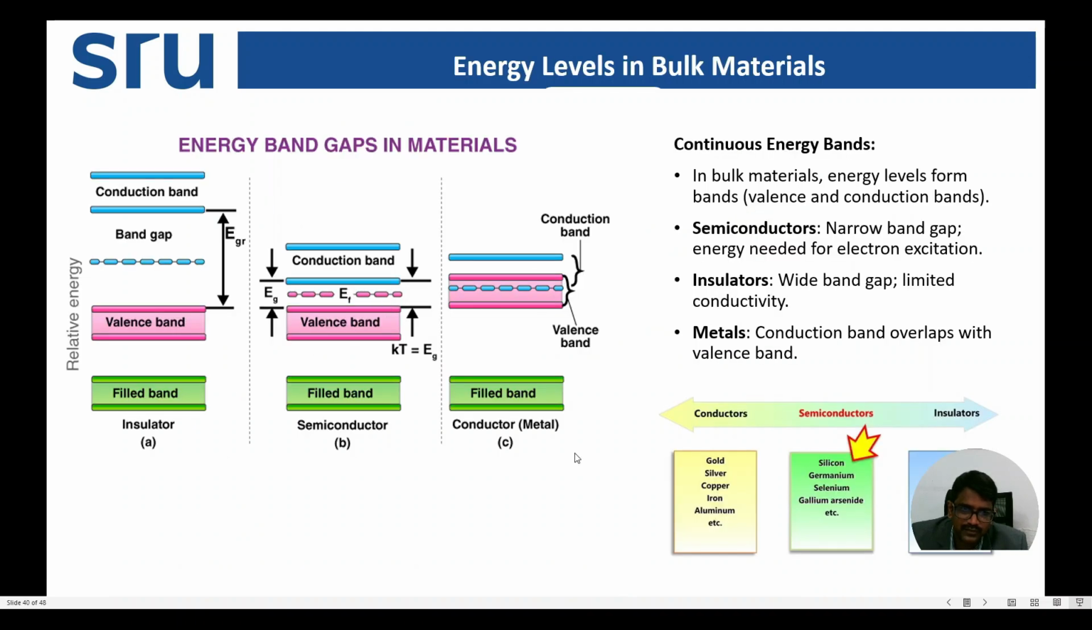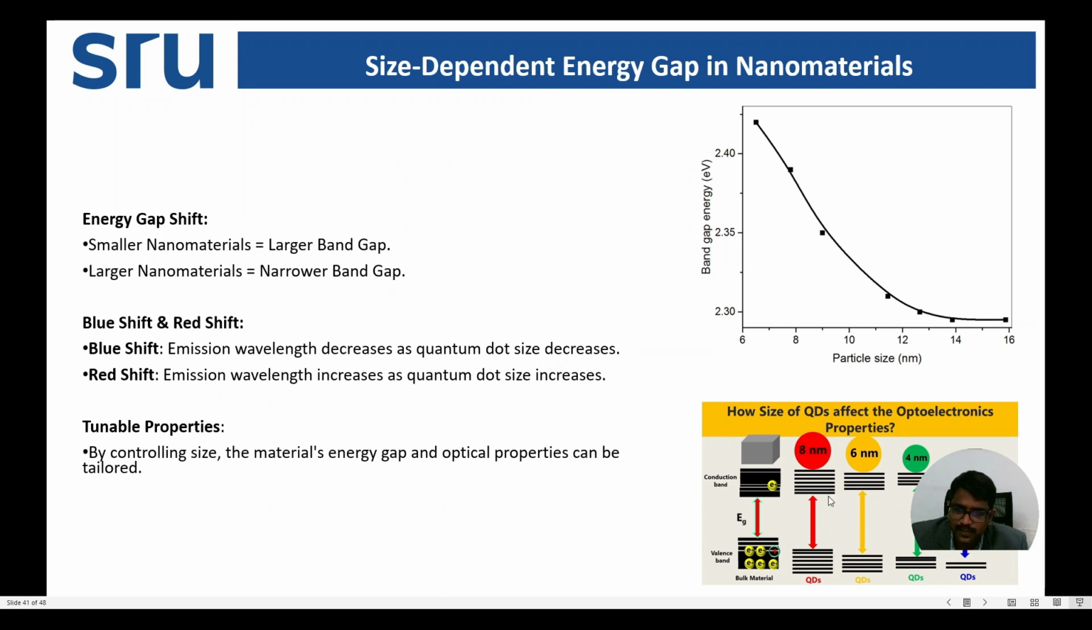See, we have three types of materials: conductors, semiconductors, and insulators. How is the band gap? Band gap is very high in insulators, moderate in semiconductors, and almost zero in conductors, because the valence band and conduction band almost merge with each other. Okay, see here, that's what we have discussed in the entire lecture, right?